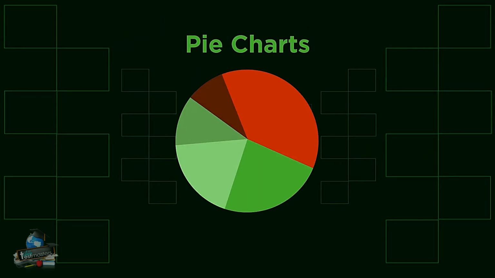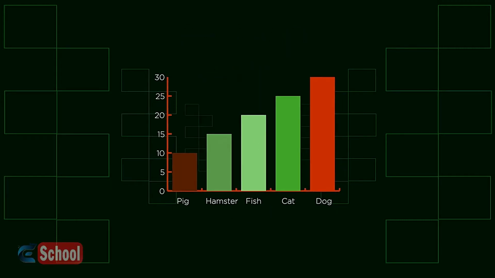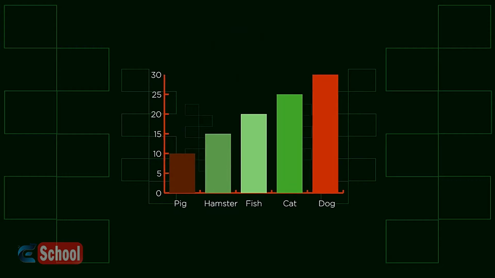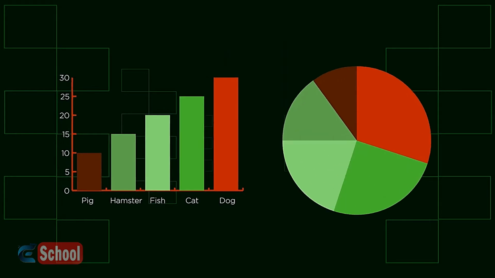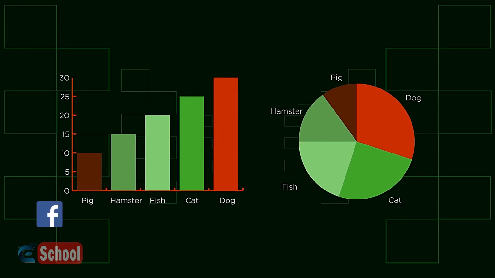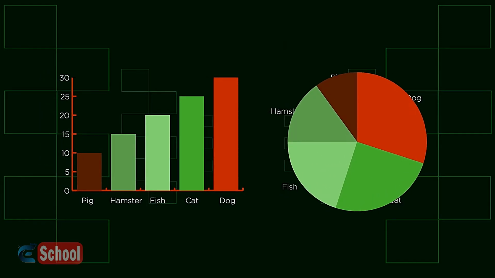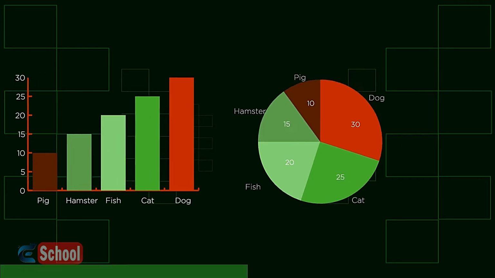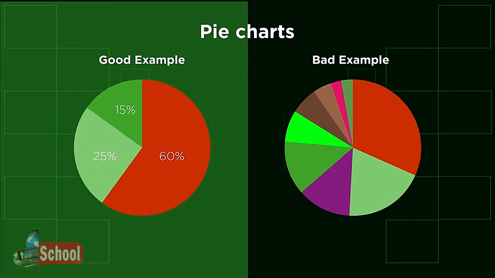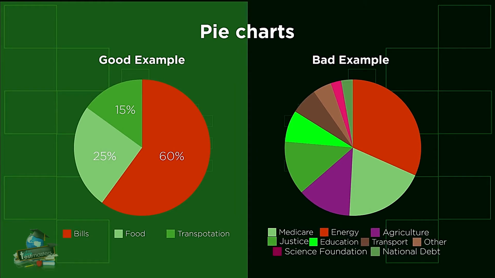Sadly for pie charts, they come under fire from data experts who think they are inferior to bar graphs. They argue that pie charts are only suitable in rare circumstances. Like here, we've used the same dataset for both charts, but in the pie chart, it's very hard to see any difference. Pie charts are only good for showing distributions if there are clear differences between each category. They should only really be used when there are less than 6 categories.